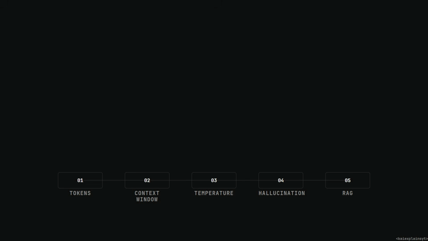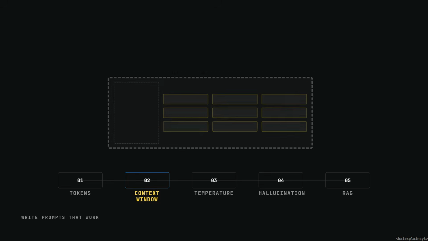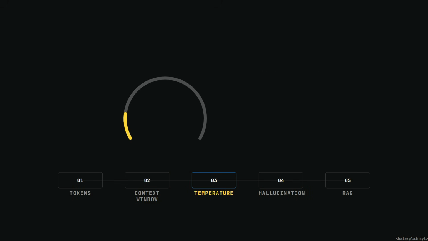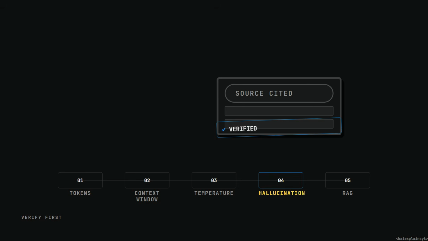And here's the honest answer. Understanding these 5 concepts will not make you an AI engineer overnight. You don't need a PhD. You don't need to write code. But knowing what a token is means you'll write prompts that actually work. Knowing what a context window is means you'll stop getting frustrated when an AI forgets earlier parts of a conversation. Knowing about temperature means you'll stop blaming the tool when you should be adjusting the settings. Knowing about hallucination means you'll build the verification habit before it embarrasses you publicly.